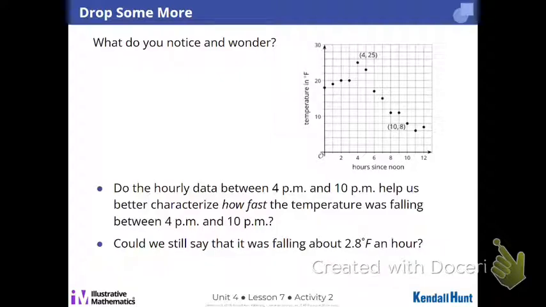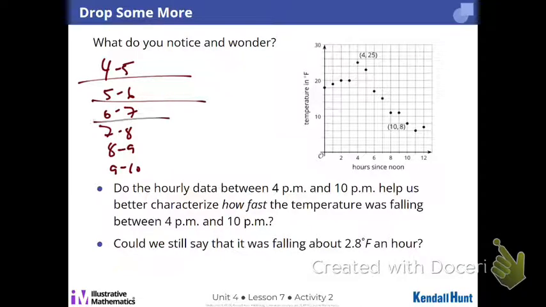But what I want to show you is this. This first part is asking, how does it break down hour by hour? So that would be 4 to 5, 5 to 6, 6 to 7, 7 to 8, 8 to 9, 9 to 10. Okay? Are you guys seeing that question there? So help me out. From 4 to 5, how does it change? It goes down 2, right?